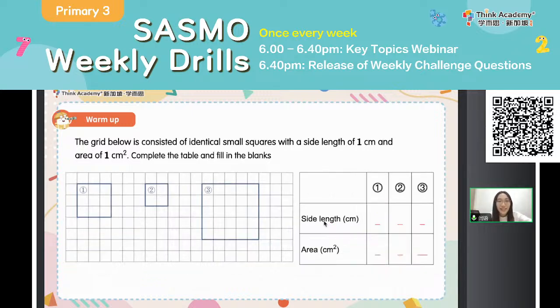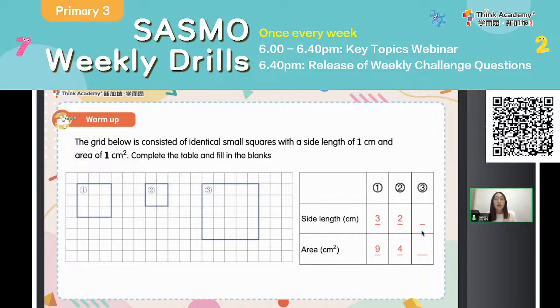Okay, now let's try. In square 1, what is the side length of square 1? 3, right? Okay, so what is the area? Correct. 3 times 3, you can get 9, right? Okay, and then what about the square 2? What is the side length? Yes, that is 2. And then what about the area? That is 2 times 2. Good job. Because all the sides are of the same length.